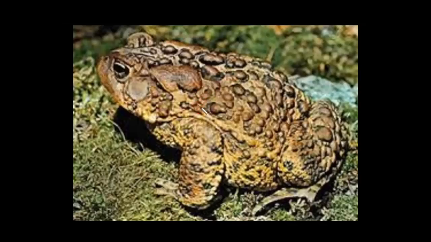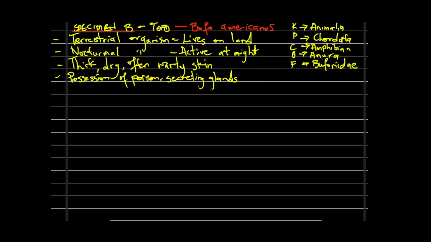That place is called the parotid gland. This part directly behind the eyes is where we have the parotid gland. That is where the poison is secreted, or concentrated, before it is expelled. So this place here is what we refer to as the parotid gland. So the possession of poison secreting glands in the back, concentrated in two prominent areas.